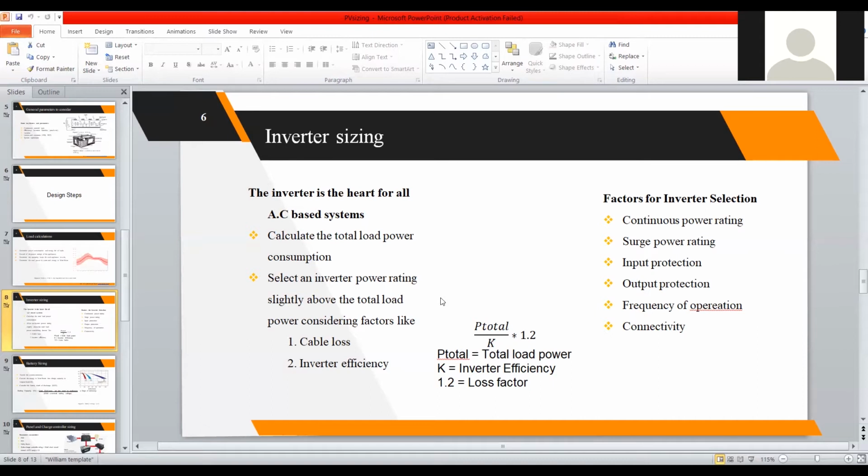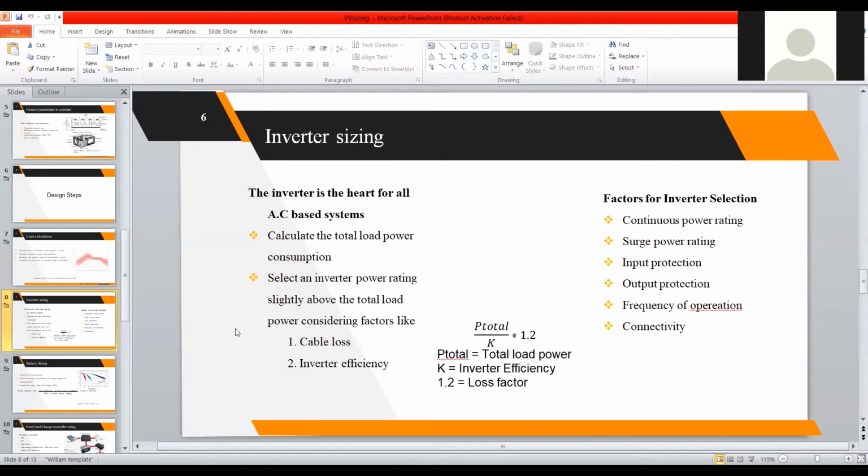Then connectivity. Basically you want to look at the features of the inverter. How can you monitor the inverter? Does it tell you how much voltage and how much current is flowing? Those are some of the things you want to look at when selecting the inverter. Then I think for the inverter we are done.